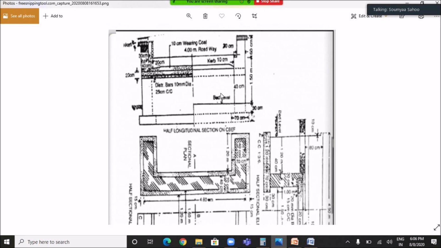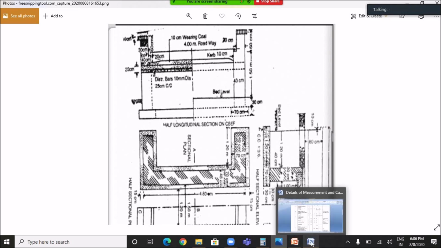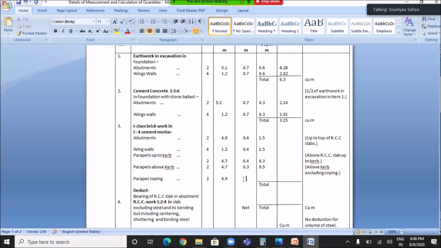See, the breadth of the coping is from here to here. So from this point to this point, we know the breadth is 30 centimeter and there is a projection of 10 centimeter. So 30 plus 10 centimeter equals 40 centimeters. So 0.4 meter is the breadth of the coping. And what is the height of the coping? It is 10 centimeter. So here it is 0.4 meter and the height is 0.1 meter.